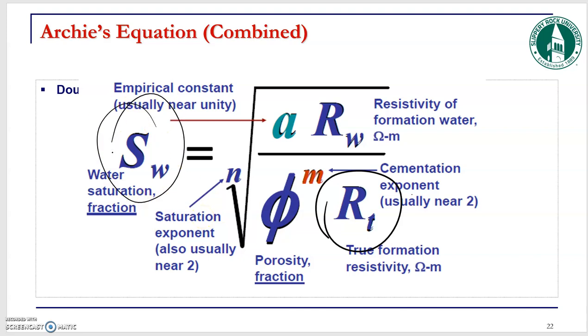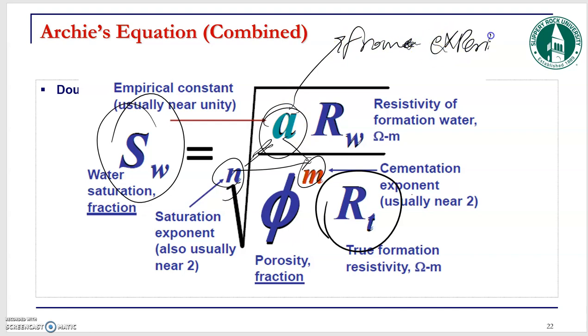So my point is that you get N from experimental measurements. You can also get A and M from experimental measurements of the core samples of the same reservoir. So these empirical values come from the experiments, and then you have RT from the log, and then you put it into this equation, you get SW of your formation. So this is how basically it works, right?